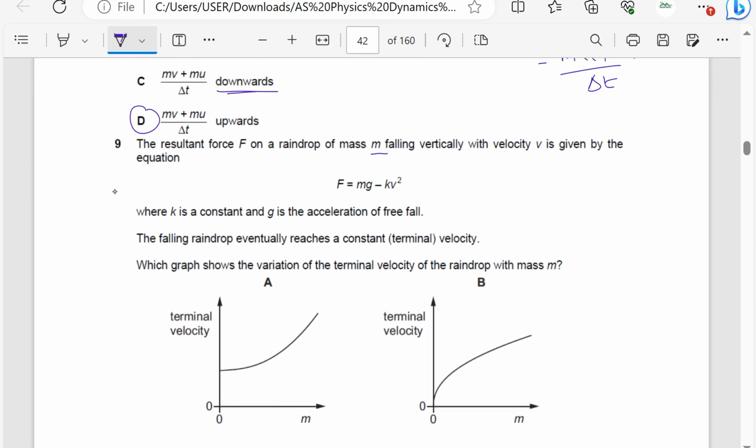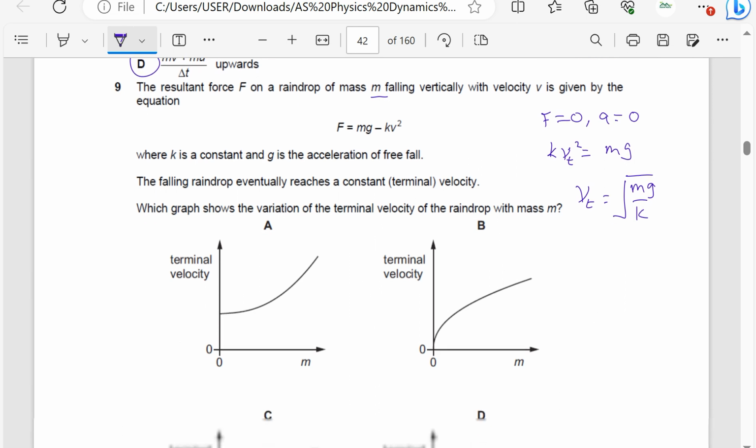Okay, so at terminal velocity, the resultant force becomes zero because acceleration is zero when velocity is constant. So it means k times v squared, where v is the terminal velocity, is equal to mg. So terminal velocity is going to be the square root of mg divided by k. So let's try to just do inspection.